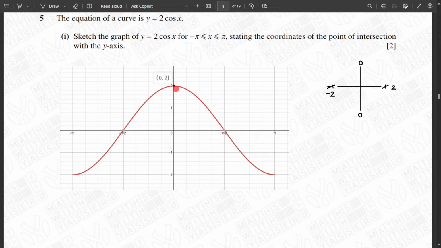So the maximum point, when it's 0 degrees, the y value is 2. When it is pi by 2, which is 90, it will be 0. And when it is 180, it is negative 2. And similarly, since we know the pattern of cos x, in the negative side, if pi by 2 is giving us 0, similarly minus pi by 2 will also be 0, and minus pi will be minus 2.